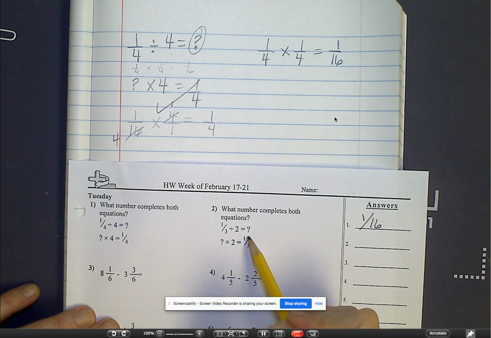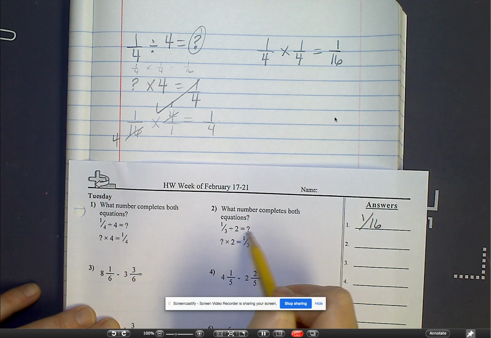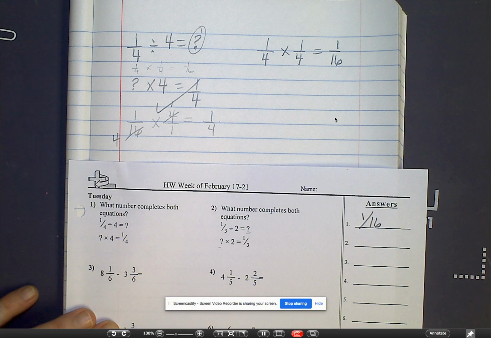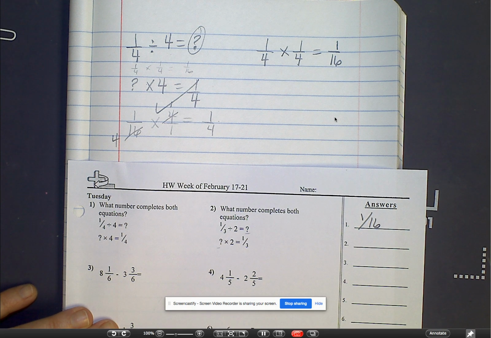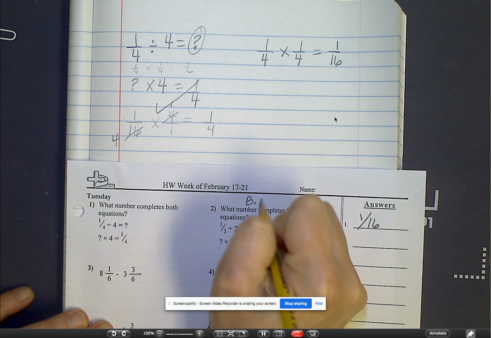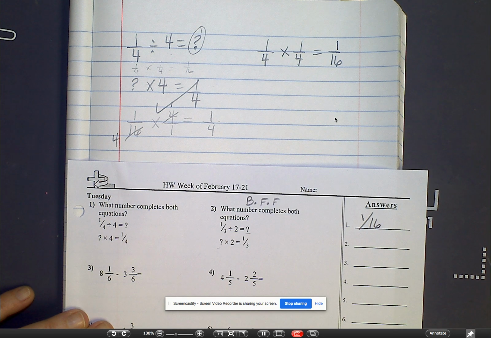So for number 2, you're going to do the same thing. If you figure out what the question mark is, it should fit in there. So remember, when you do this, you're going to do the BFF, which is bring down, flip, flip.